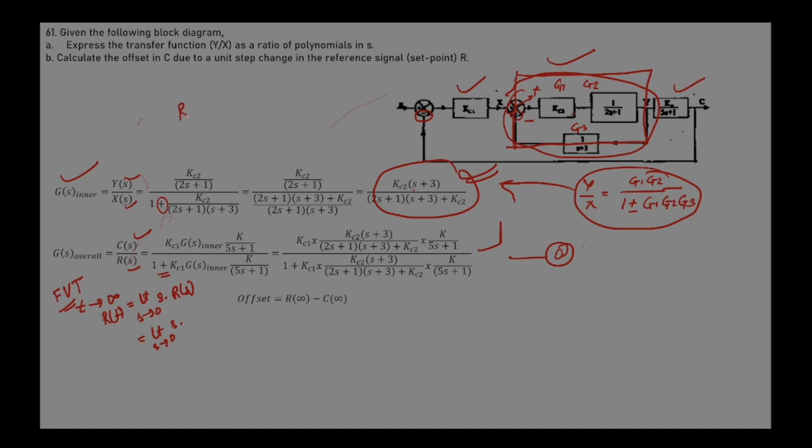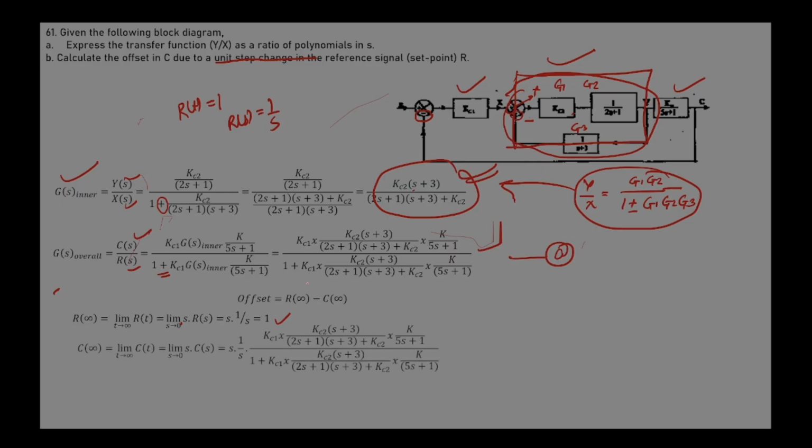What is R(s)? My R(t) is 1, a unit step change in the response. So R(s) will become 1 upon s. So s times 1 upon s becomes 1. Same thing I did here. So R infinity is 1.